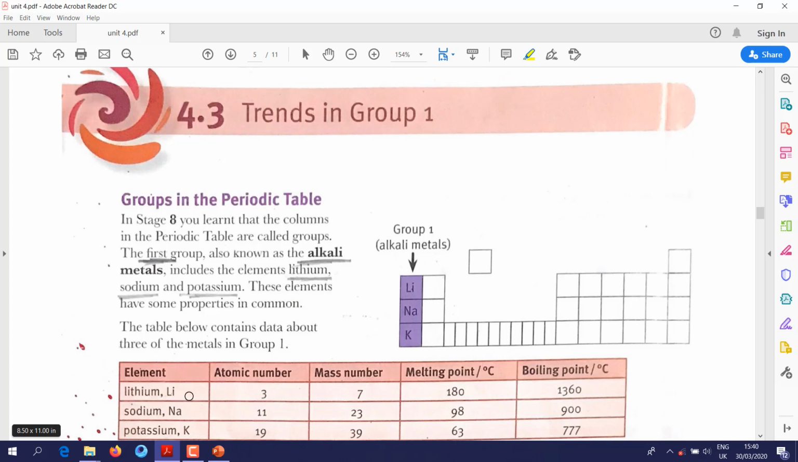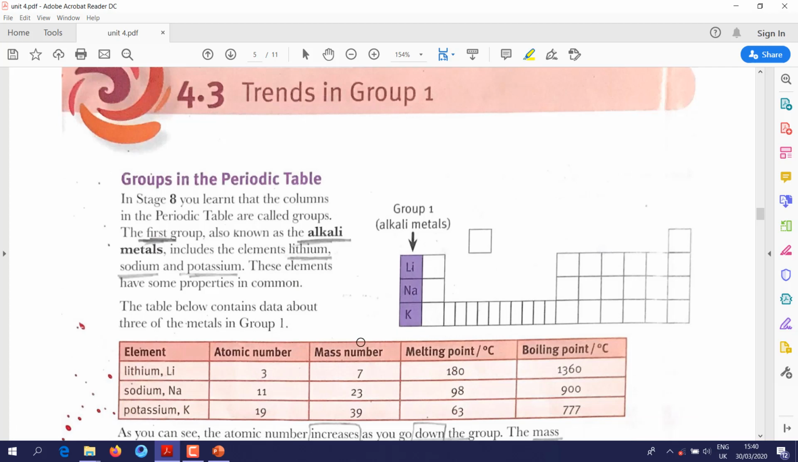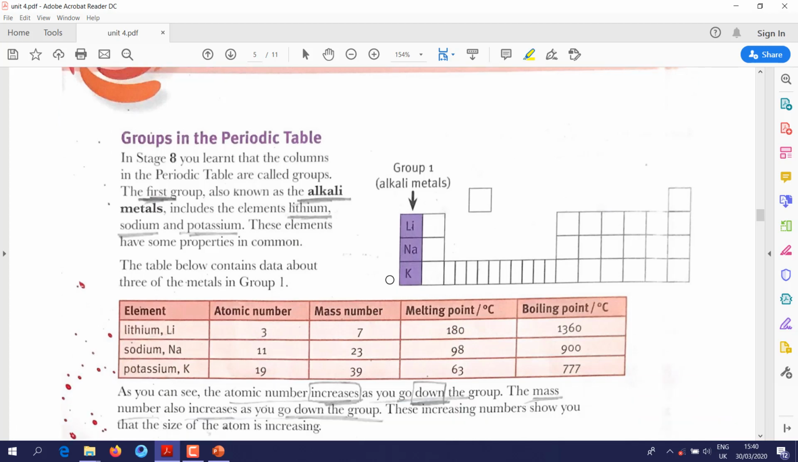Trends in group number 1. If you look at the periodic table, as we explained in grade 8, the periodic table is arranged into vertical columns and horizontal rows. If we take the first column as an example, this group is called group 1, and also alkali metals. All the elements arranged in group number 1, the vertical column, are alkali metals.